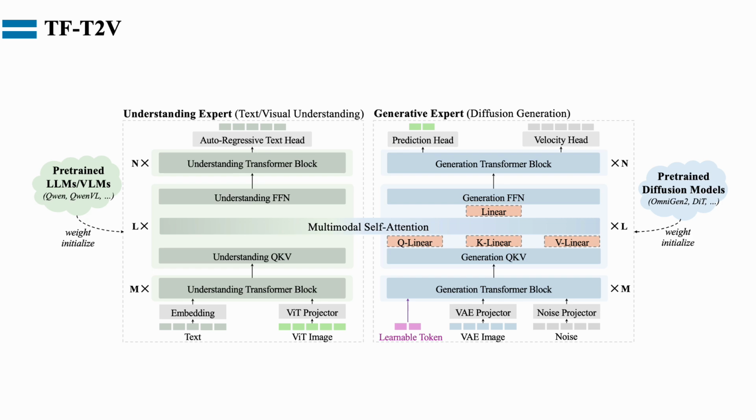Lightweight QKV linear modules are applied to align their feature dimensions. Furthermore, we introduce learnable semantic reconstruction tokens that explicitly reconstruct the visual features of the target image, significantly sharpening text alignment and boosting generation quality.